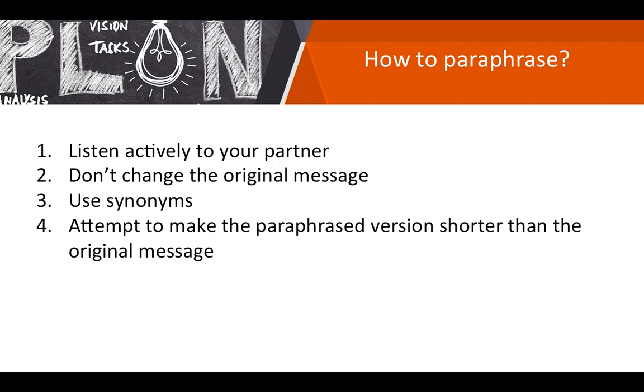For example, when your partner or when you yourself mention a scientific term, you paraphrase the scientific term using more common words, and therefore people can understand you better. The fourth way is to attempt to make the paraphrased version shorter than the original message. If the original message has the length of 2 lines, you make it shorter by just 1 line.